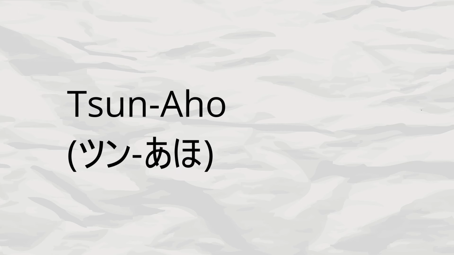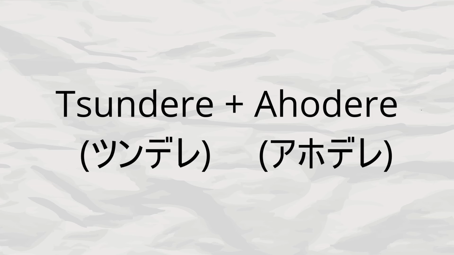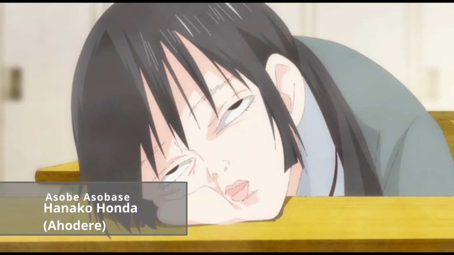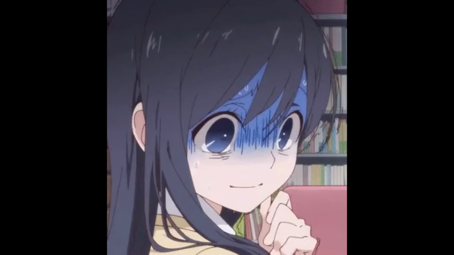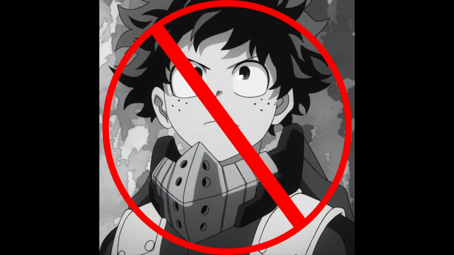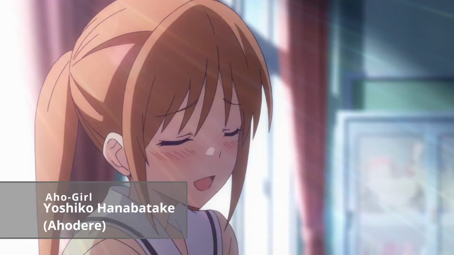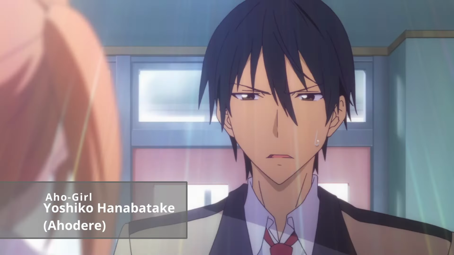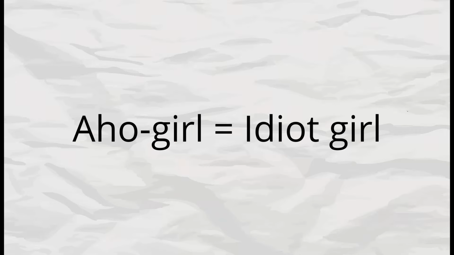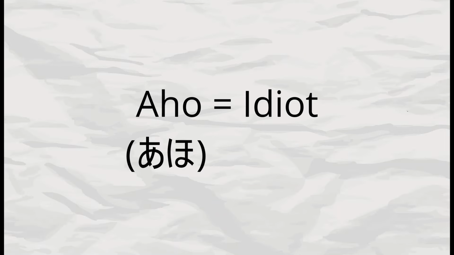We'll start with the Tsun-aho, who are combinations of the tsundere and the ahodere. The ahodere are characters who are really stupid when it comes to love. And because I fear for my own life, Izuku Midoriya is not one of them. If you want a good example of an ahodere, look no further than Yoshiko Hanamatake from Aho Girl, which literally translates to idiot girl because aho means idiot.